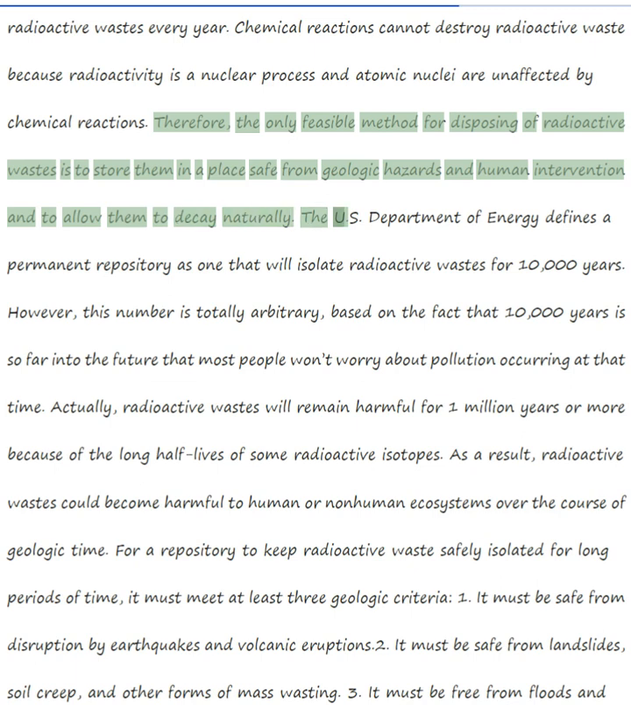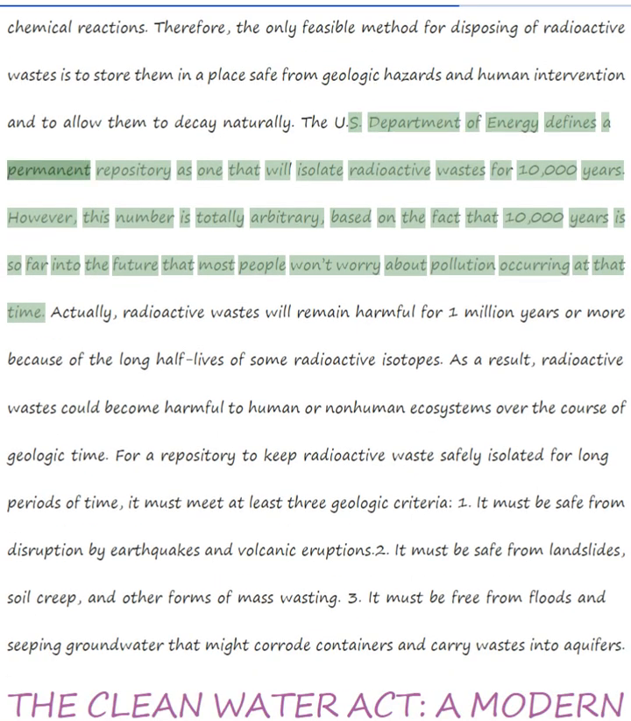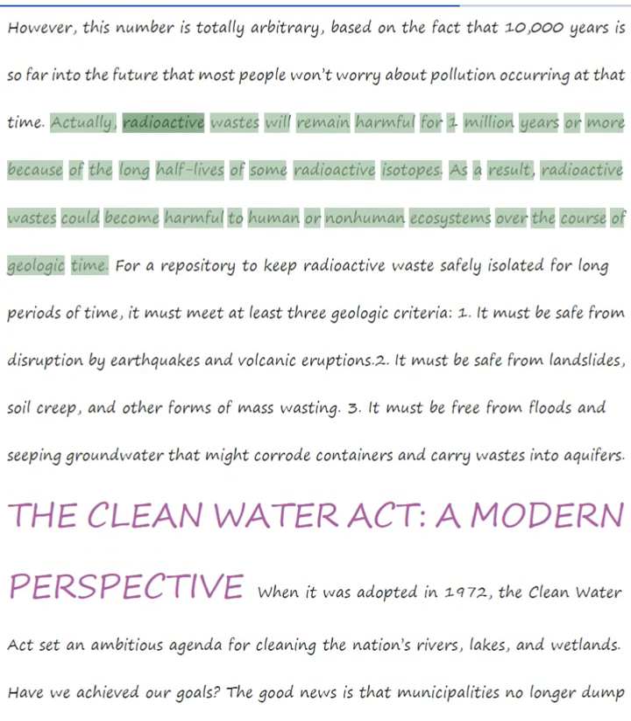The U.S. Department of Energy defines a permanent repository as one that will isolate radioactive wastes for 10,000 years. However, this number is totally arbitrary, based on the fact that 10,000 years is so far into the future that most people won't worry about pollution occurring at that time. Actually, radioactive wastes will remain harmful for 1 million years or more because of the long half-lives of some radioactive isotopes. As a result, radioactive wastes could become harmful to human or non-human ecosystems over the course of geologic time.